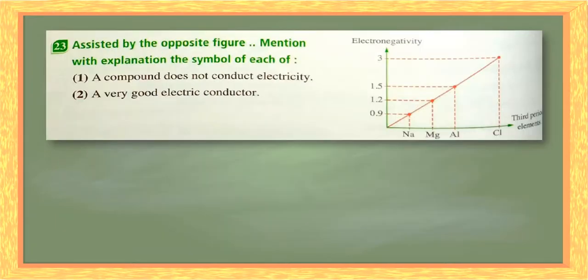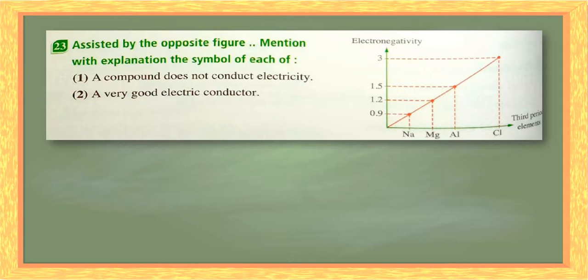Question 23 says: assisted by the opposite figure, mention with explanation the symbol of each of the following. We have a compound that doesn't conduct electricity. A compound that doesn't conduct electricity must be a covalent compound. And also we want a very good electric conductor. For a very good electric conductor, we take the element lowest in electronegativity and the one highest in electronegativity, and the difference between them is largest.